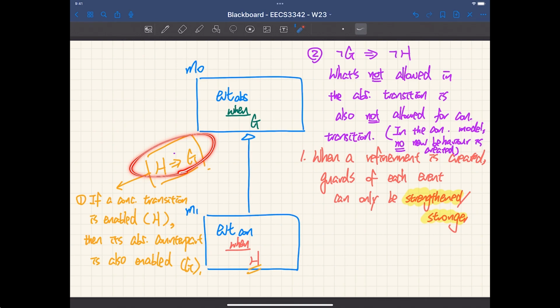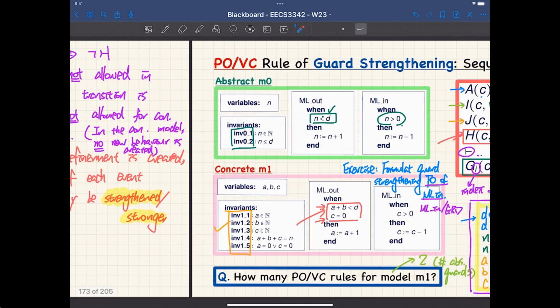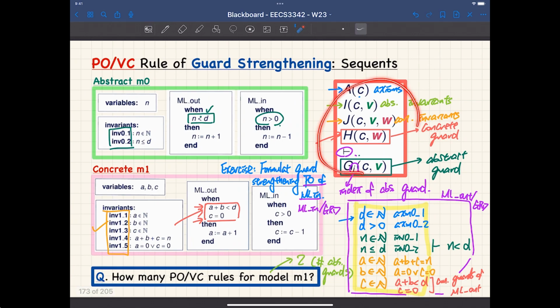I spoke about the intuition behind this implication. You guys can review and let me know if you got further confusion. But always remember, guard strengthening tells you the guard at the concrete world should be stronger, okay? Cannot be weaker, okay? That's basically what we talk about. And then we talk about how you can formulate the proof obligation for guard strengthening. You want to do that for every event that actually exists, both in the abstract and the concrete. And we got two events.